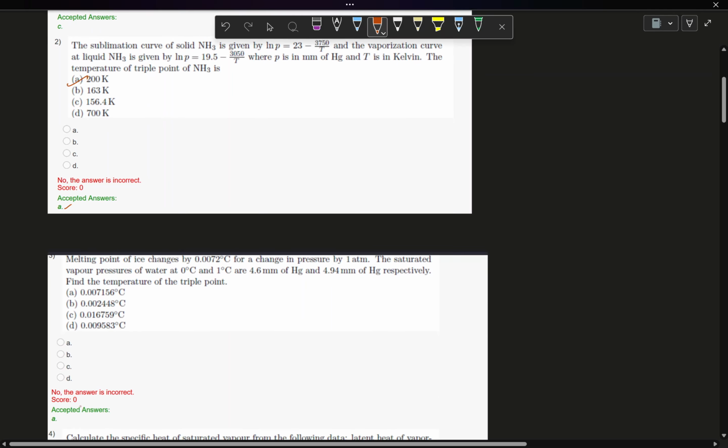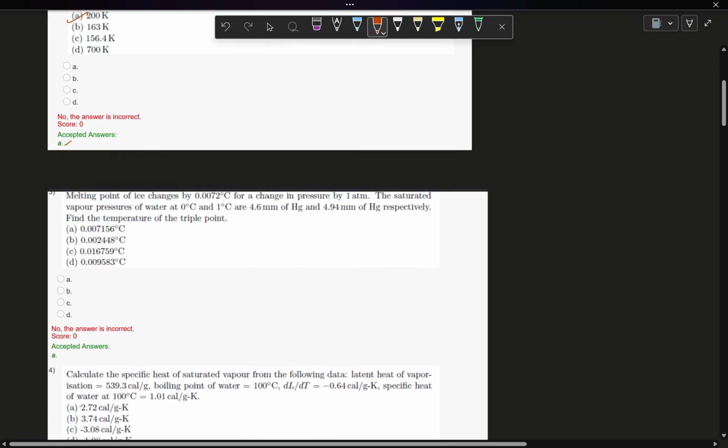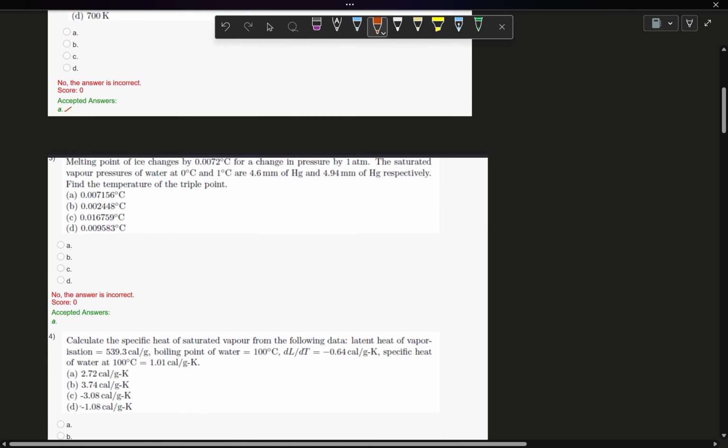So it is solved. Now question number 3. The melting point of ice changes by 0.0072 degrees centigrade for a change in pressure by 1 atmosphere. If the saturated vapor pressure of water at 0 degree and 1 degree centigrade is 4.6 mm Hg and 4.94 mm Hg respectively, then find the temperature of the triple point.